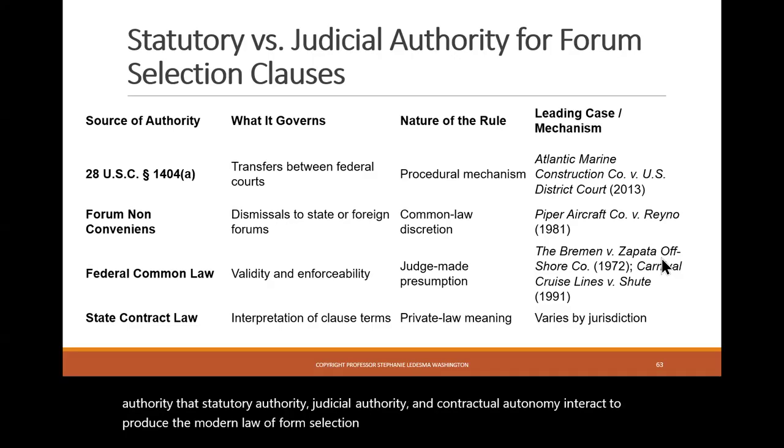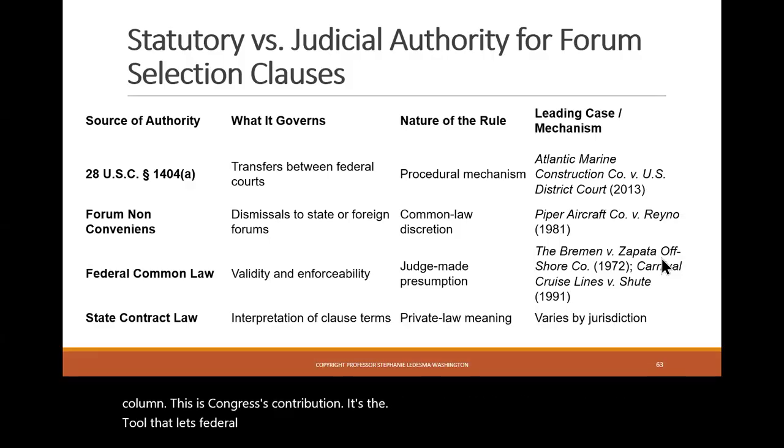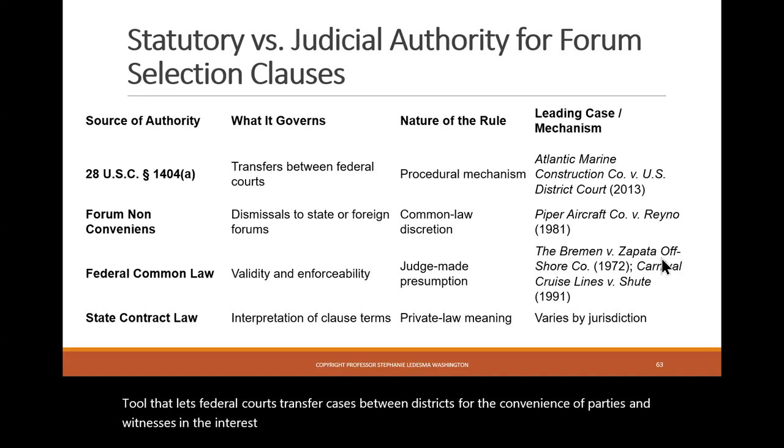First, notice 28 U.S.C. 1404 sits in the left column. This is Congress's contribution. It's the procedural tool that lets federal courts transfer cases between districts for the convenience of parties and witnesses in the interest of justice. When a forum selection clause designates another federal district, 1404 is what the court uses to move the case.